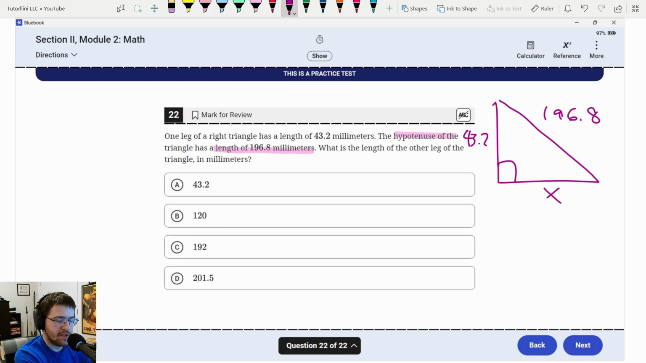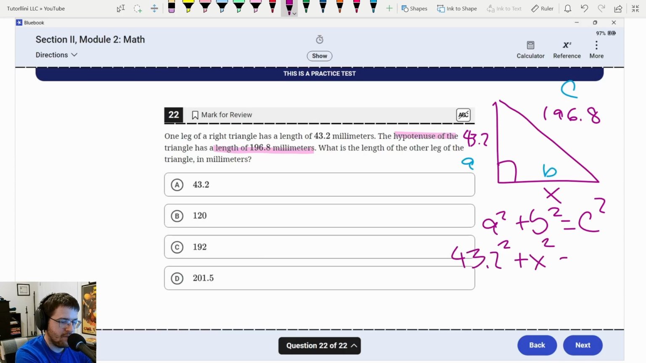All right, now I can use the Pythagorean theorem, which is on the reference sheet. a squared plus b squared equals c squared. I have a short going over this, I believe. Just make sure c is the hypotenuse and that a and b are the legs. So we're going to do 43.2 squared plus x squared equals 196.8 squared.